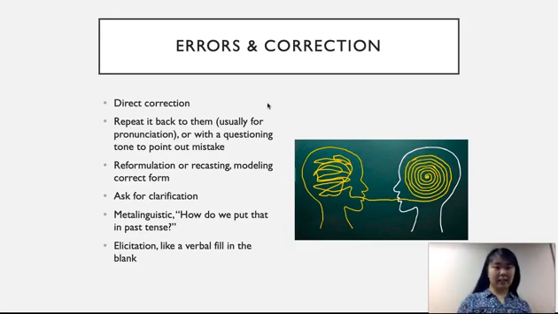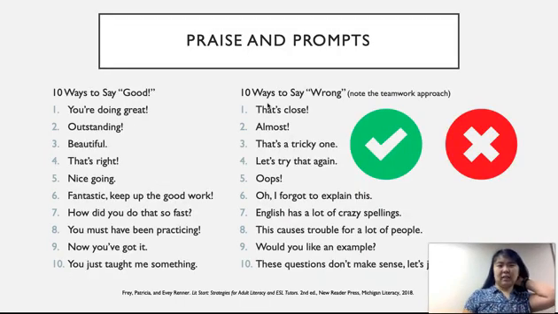Reformulation or recasting, so modeling the correct form. I think we went over that earlier. Asking for clarification. Metalinguistic, so just saying, using talk about, well, we went over past tense, how would you say that in past tense? And then here is a list of praise and prompts, ways to say right and wrong.